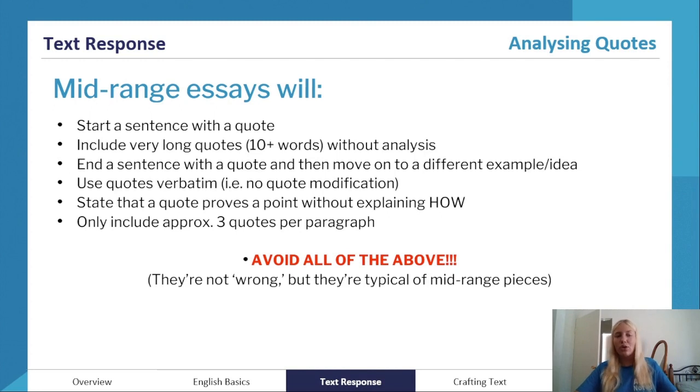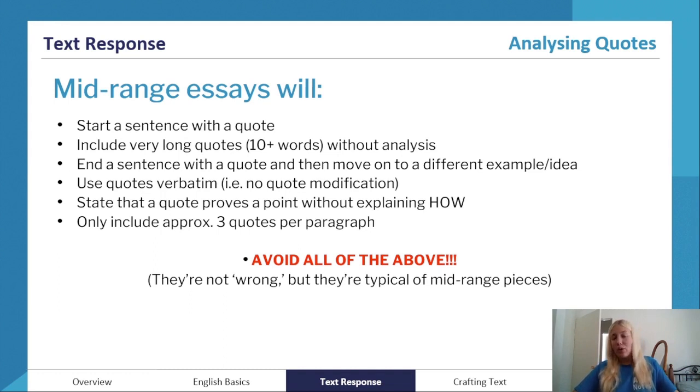Aim for quotes that are 5 to 6 words wherever possible. Sometimes you will have to have a longer quote, but you need to try to break it down using square brackets and ellipses. Mid-range students might also end a sentence with a quote and then move on to a different example or idea without finishing it. No quote modification: not cutting them down, not using square brackets and ellipses, techniques that you have under your belt to integrate them in a grammatically correct and more succinct way.